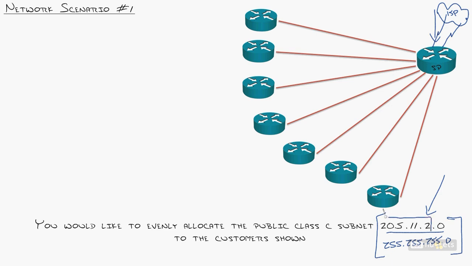205.11.2 based on our subnet mask. That is the only network that we have. So knowing that every interface of a router is a network, that leaves us with one customer taking all the addresses and us not being able to give it to them.